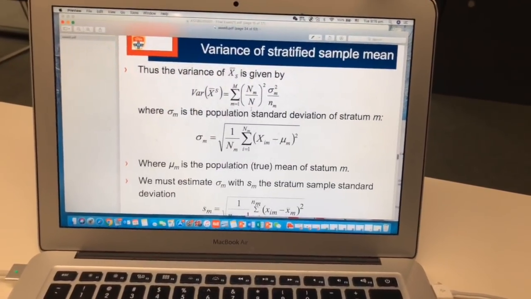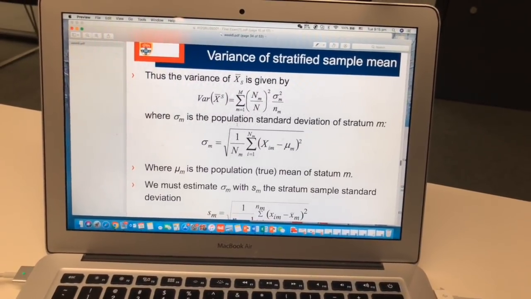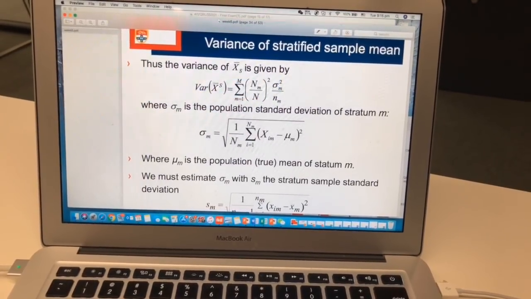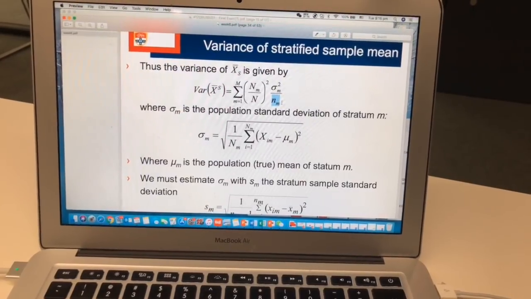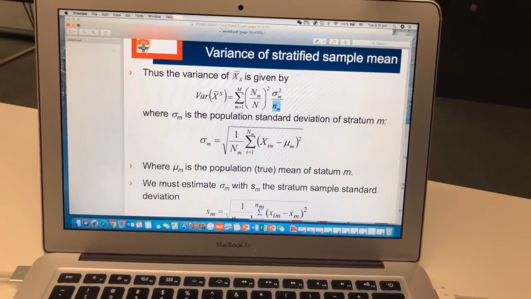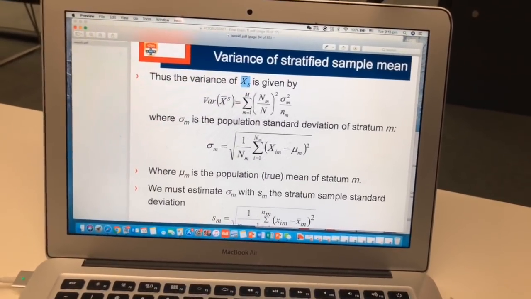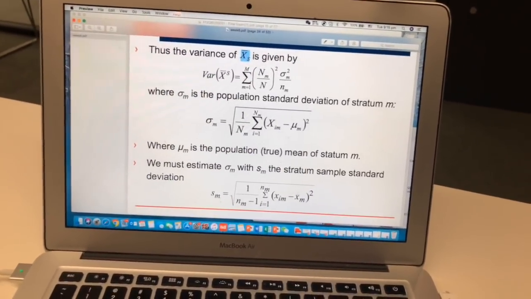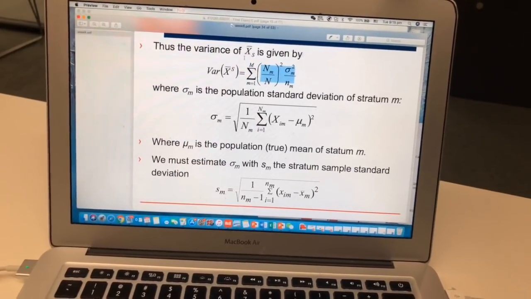Let's look at variance. For variance, it's just a weighted average of, let's see, this is the strata's proportion and this is the strata's variance divided by its sample size. This is the variance of X bar. So we are looking at the sampling distribution of X bar.